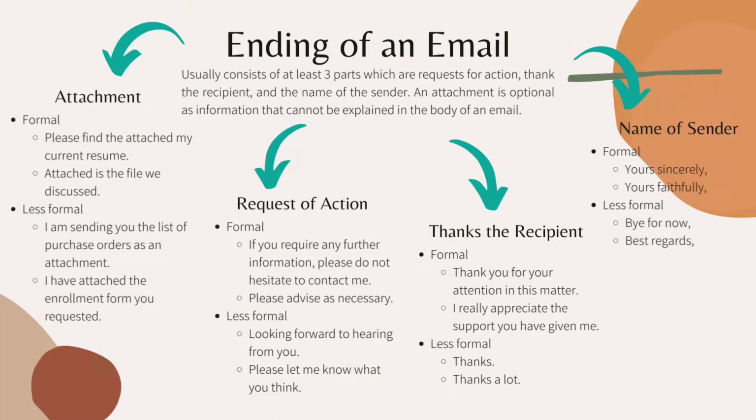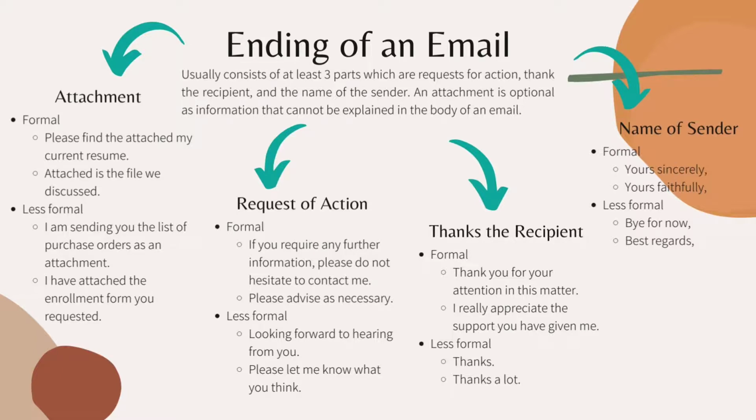Lastly, email writing must have an ending. In the ending of an email, there are 4 parts: attachment, request for action, thanks to the recipient, and name of sender. The ending usually consists of at least 3 parts, which are request for action, thanks to the recipient, and name of sender. An attachment is optional, used for information that cannot be explained in the body of an email. Those 4 parts also have formal and less formal forms.